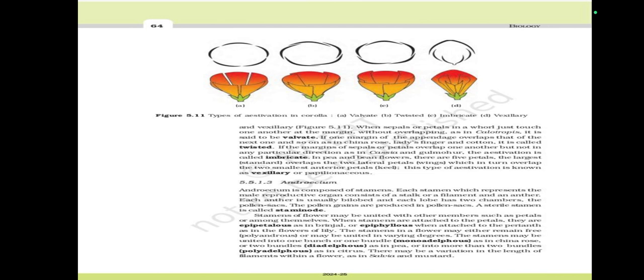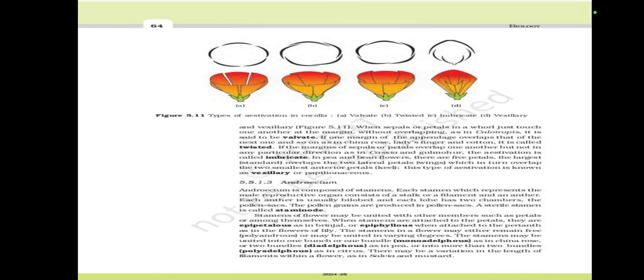In pea and bean flowers, there are five petals. The largest, the standard, overlaps the two lateral petals, the wings, which in turn overlap the two smallest anterior petals, the keel. This type of aestivation is known as vexillary or papilionaceous. Androecium.